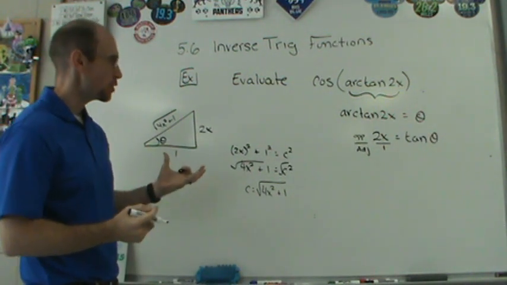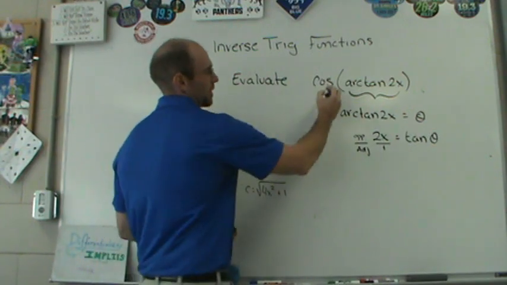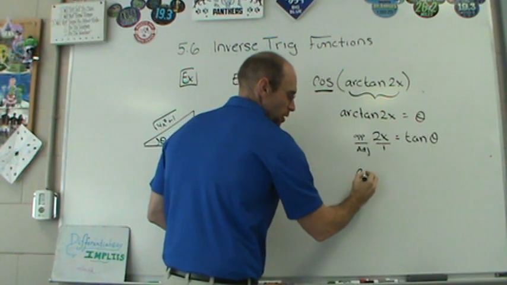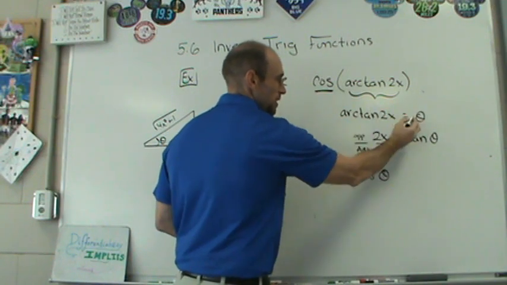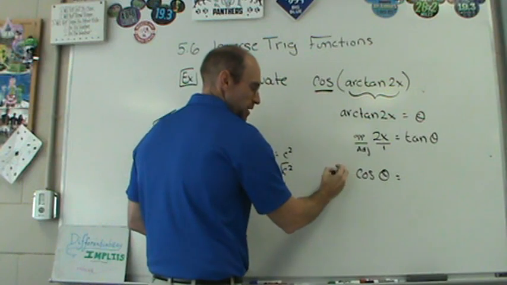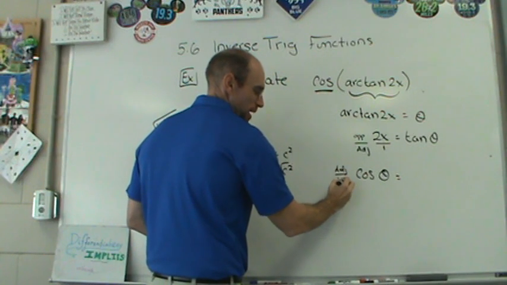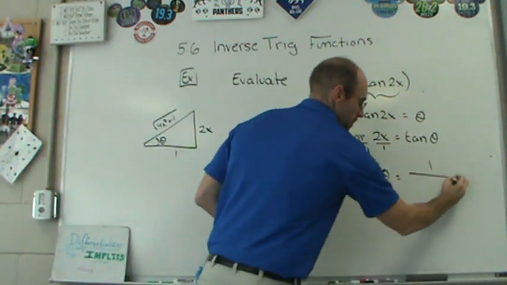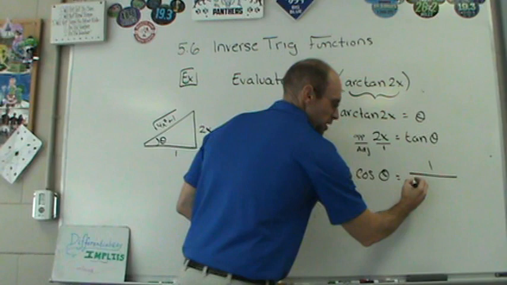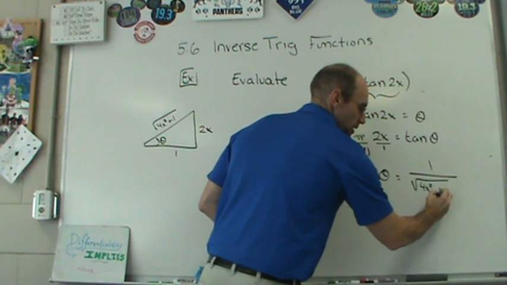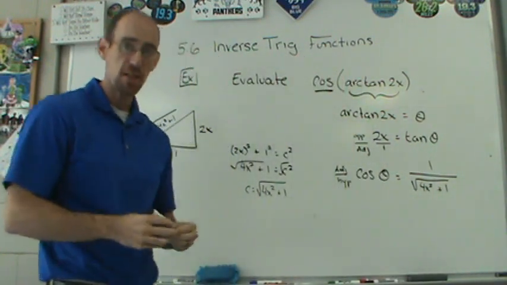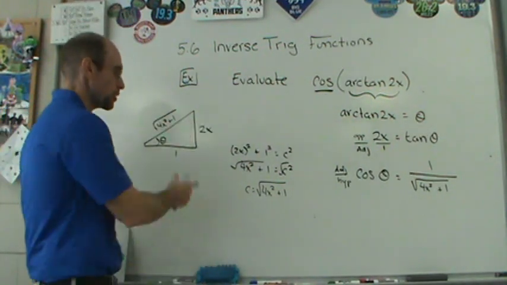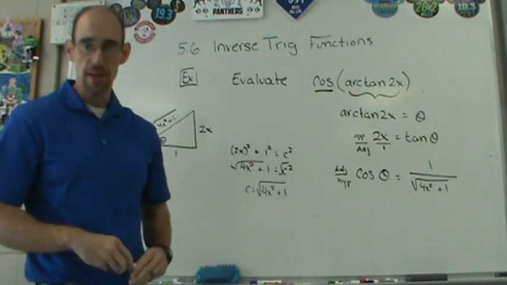We have all of our pieces to our triangle. What are we really trying to evaluate here? I want cosine of that, which is theta. So cosine of theta, right? Again, cosine is adjacent over hypotenuse. Adjacent is 1 over the hypotenuse, which we just found was the square root of 4x squared plus 1. So we evaluated what cosine of arctangent of 2x was, again using a triangle and figuring out what cosine of that angle is.